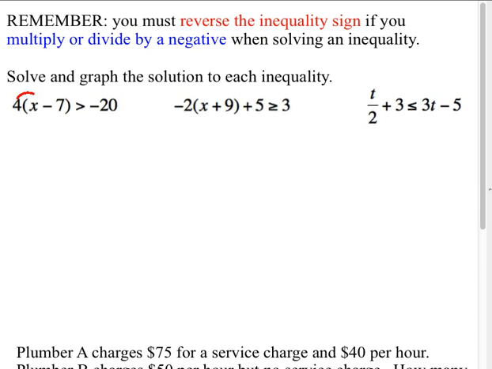So for example here, I'm going to distribute that 4. 4x minus 28 is greater than negative 20.